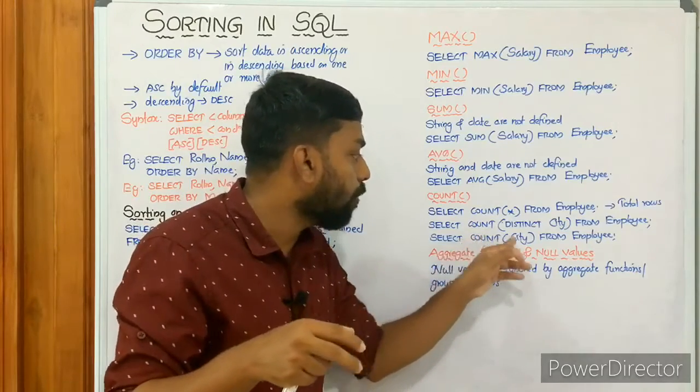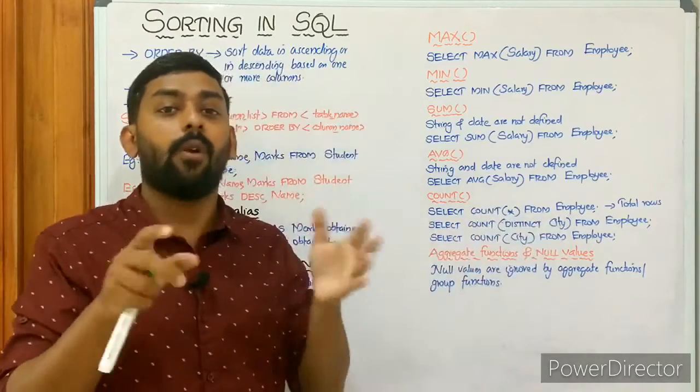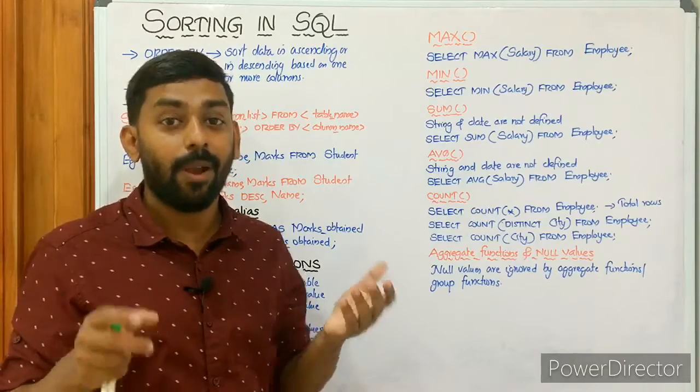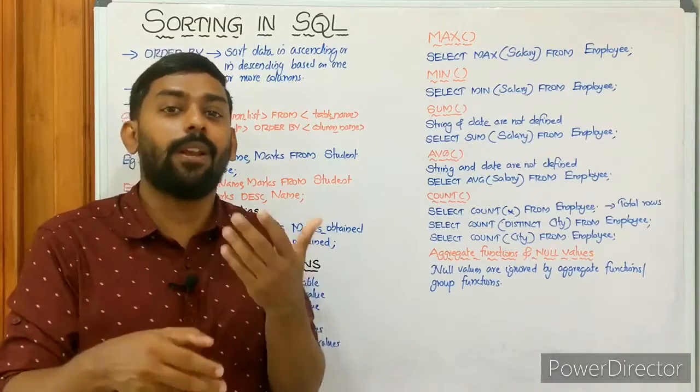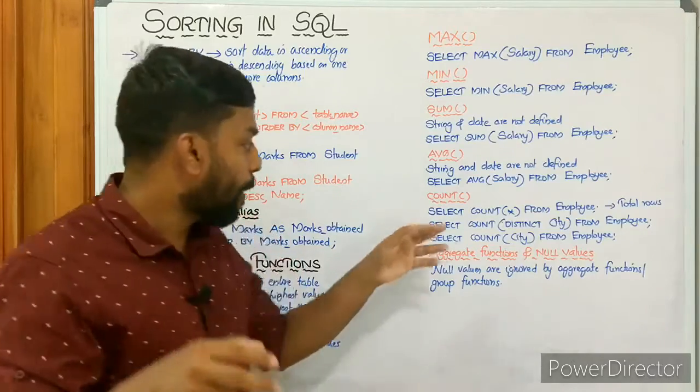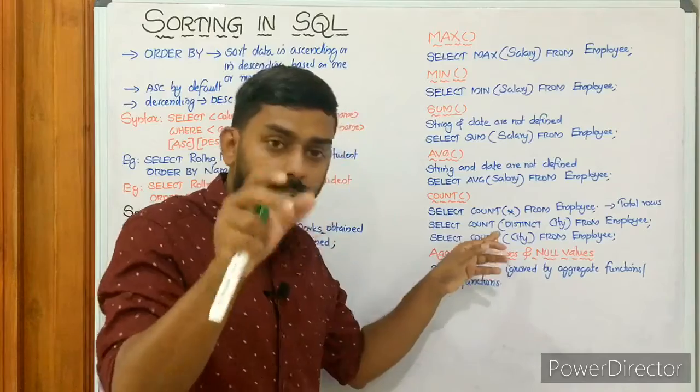Select count of city from employee. How many cities will be selected? Okay, all the cities, right? Duplication will also be taken. 30 cities, right? Yes, and count of city will be the column name.